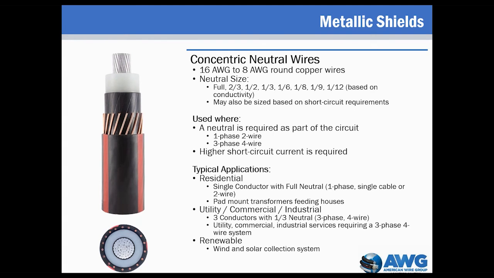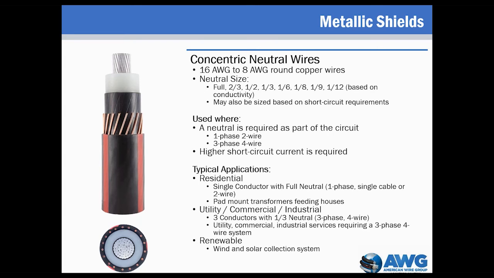This metallic shield component also provides a ground fault current path, a grounded outermost cable component for safety, and contains the electrical interference that would otherwise affect adjacent cables and systems. Concentric neutral wire shields usually consist of solid, round, bare copper wires, the total size of which is based on the conductivity of the phase conductor. A concentric neutral wire shield may also be sized based on the short circuit requirements of the system.